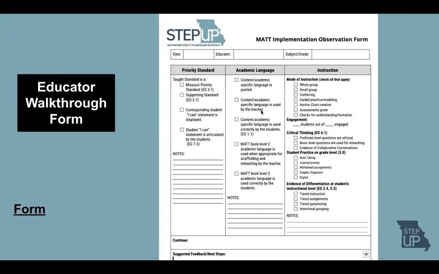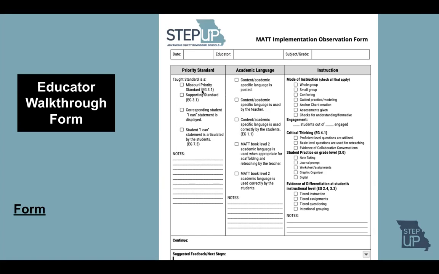We created an educator walkthrough form at StepUp in order to facilitate conversations on instruction and classroom environment, but also to align to the Educator Growth Guide and the map book. This is a screenshot of what it looks like, and we're going to read it in columns. So the priority standard, what is it?